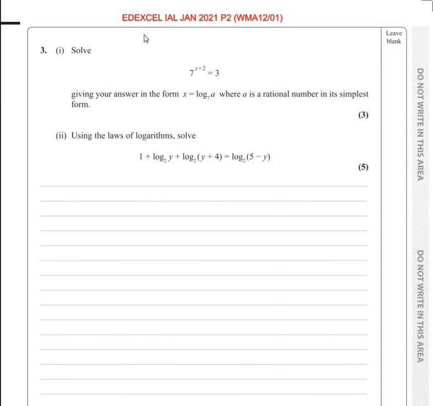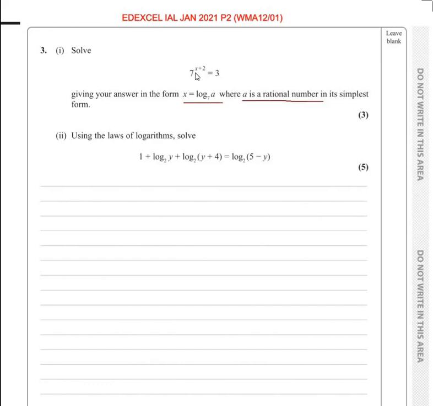Welcome back. This is the third question from the Edexcel International Advanced Level Jan 2021 paper 2. The question is based on logarithms. It says we have to solve 7 to the power of x plus 2 equal to 3, and we should get the answer in the form x equals log a to the base 7, where a is a rational number in its simplest form.